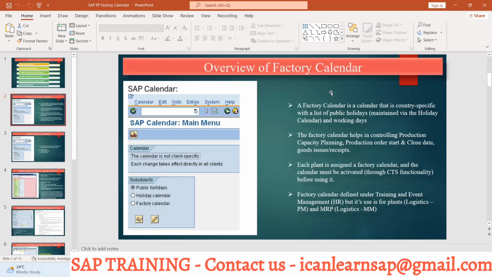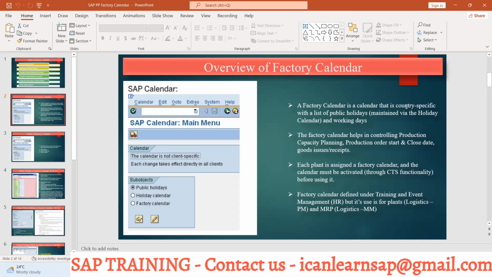So, overview of factory calendar. A factory calendar is a country-specific calendar with a list of public holidays maintained via the holiday calendar, and the working days. So what is this? It is a list. The calendar is country specific. Now, what we are talking about here, the factory calendar is country specific.